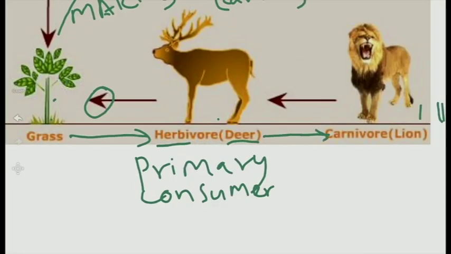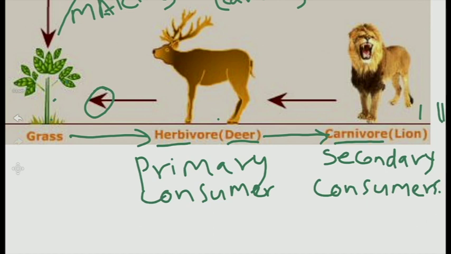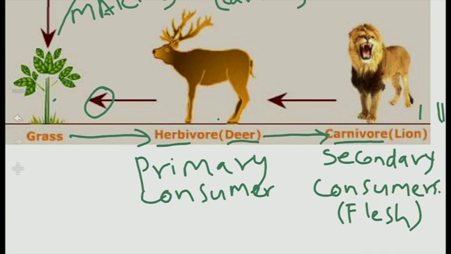Hence, now we have another link. And this link now is of the carnivores. Carnivores are those animals which feed on other animals, or they simply eat flesh. And these are the secondary consumers. They are the secondary consumers. Secondary consumers simply eat flesh. And the primary consumers eat what we call the herbs, which is simply plants.